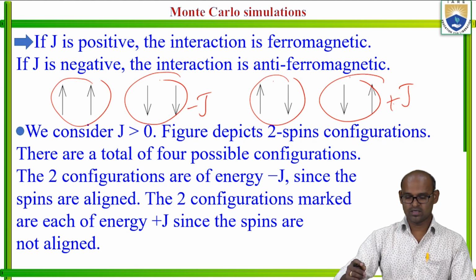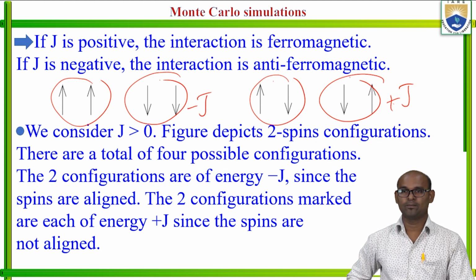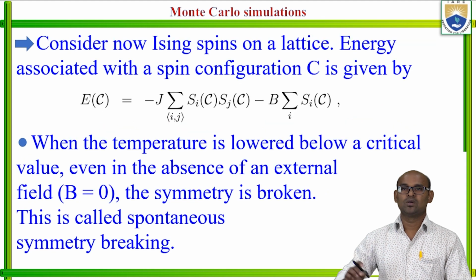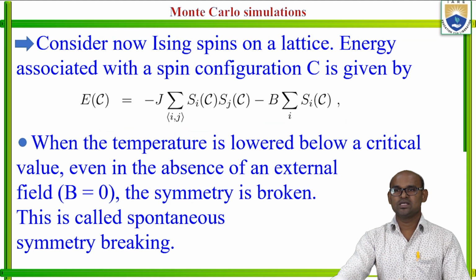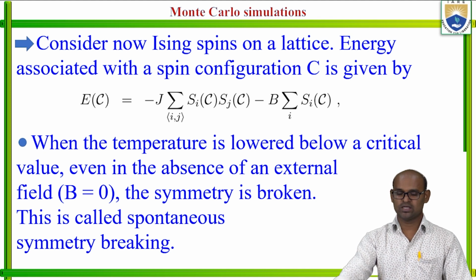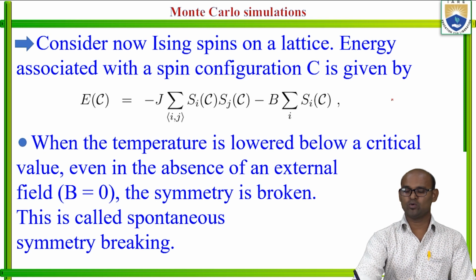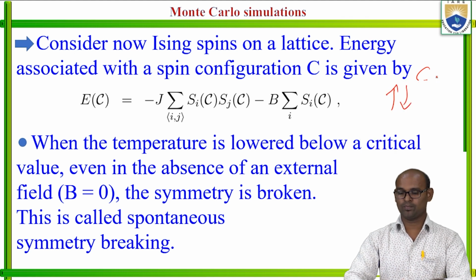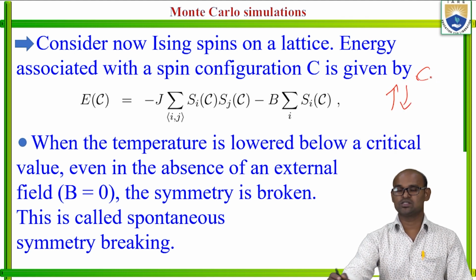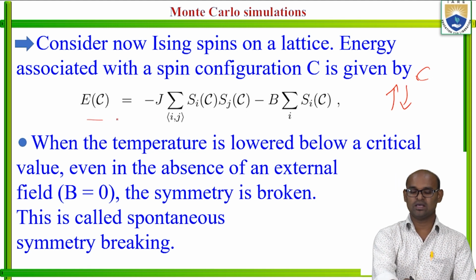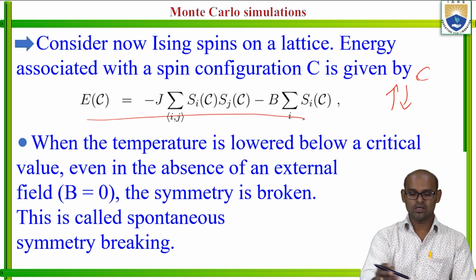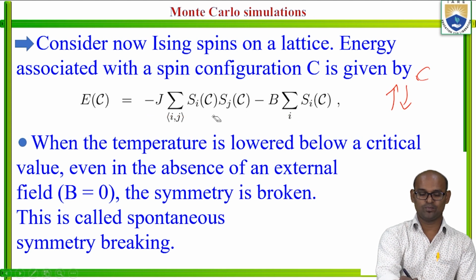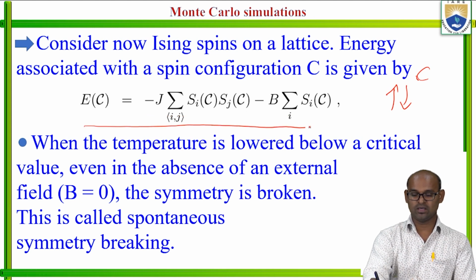Okay, so that we have already discussed in the earlier slide. So now we are going to consider Ising spins on a lattice. Energy associated with this spin configuration C. We are going to say that there are different spin configurations. So I am going to take any one spin configuration, so this is the spin configuration C. So the energy associated with this configuration C is given by E of C.